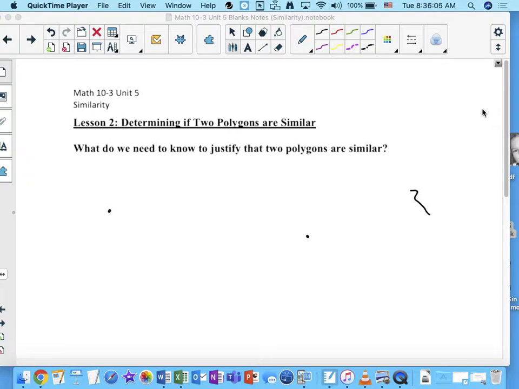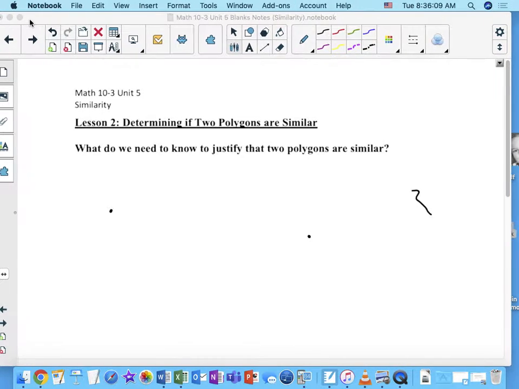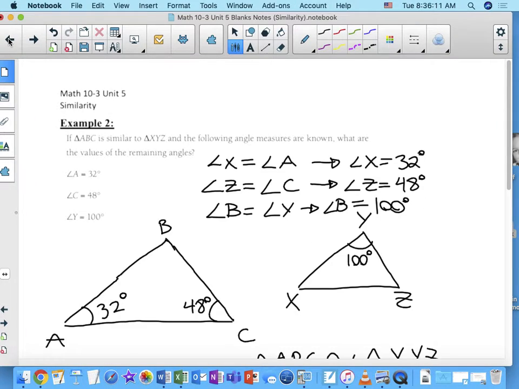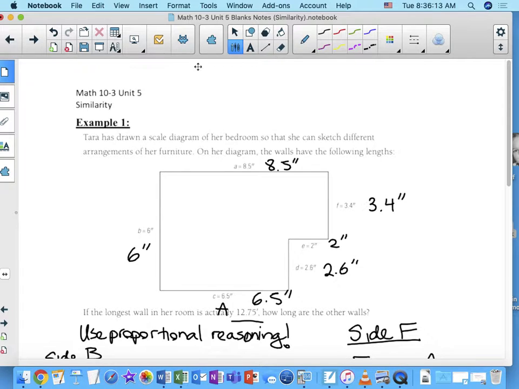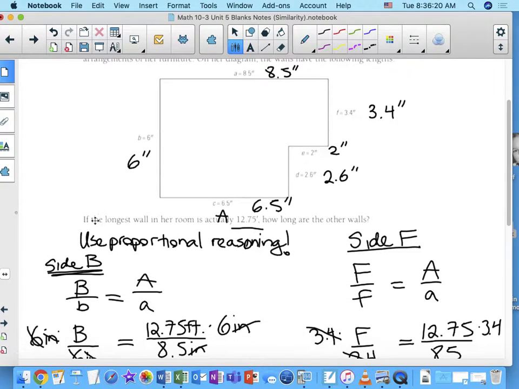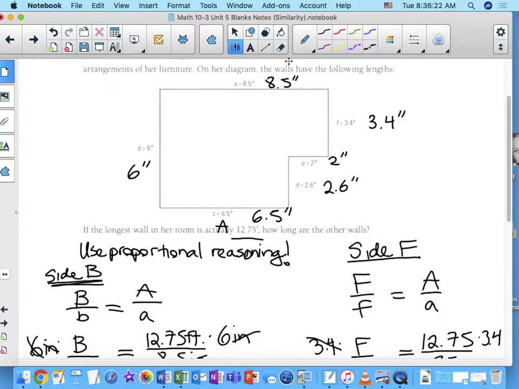So one thing that we were able to do is if we knew that two shapes were similar to one another, we were able to find out side lengths about a similar shape using the fact that they were proportional. So we went back to something that we did in the first unit, which was use proportional reasoning. And here's just a brief example of something that we did yesterday.